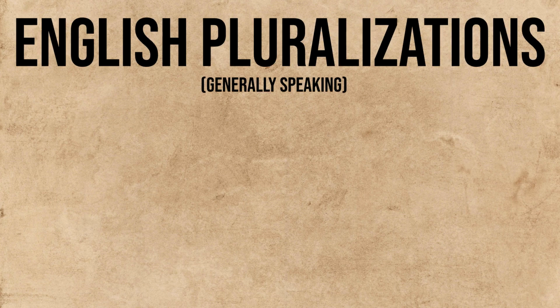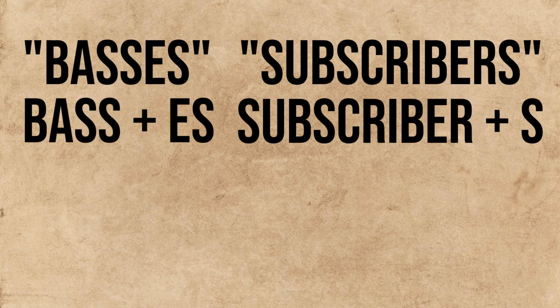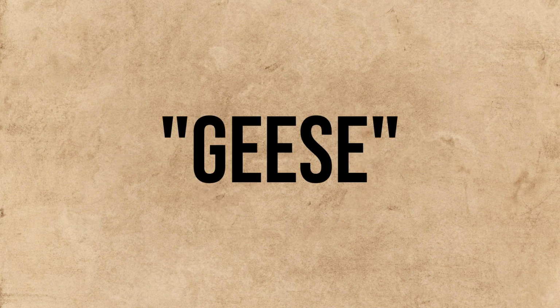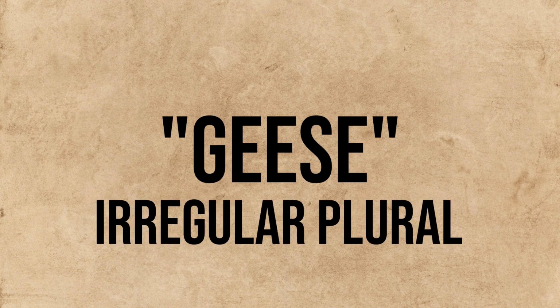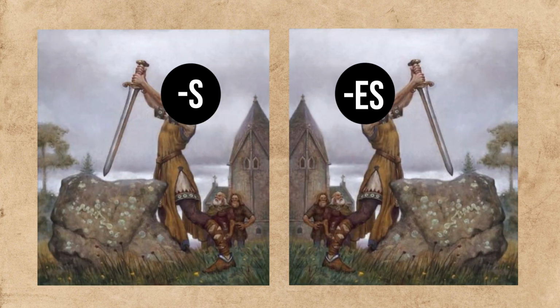Now, in order to pluralize a noun in English, you usually have to add an es or s suffix to the root word, like in bases or subscribers, so make sure to subscribe for more grammar controversies. Now, there are exceptions to these rules, such as geese, which I could get into in another video. But most commonly, the true English plural suffixes are s and es.